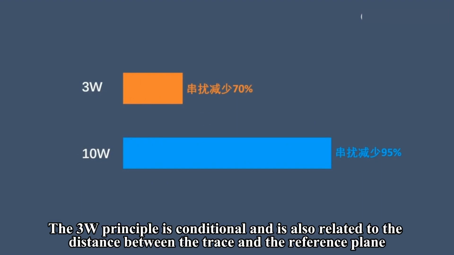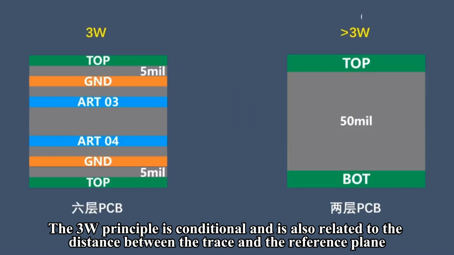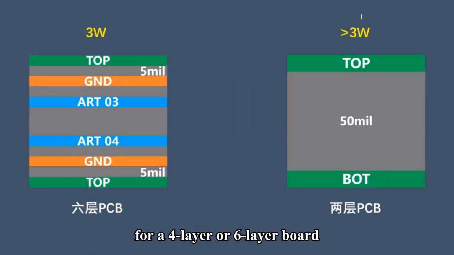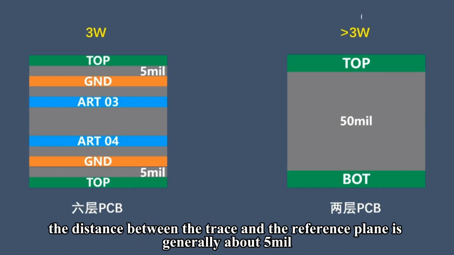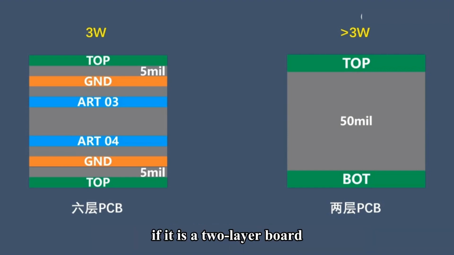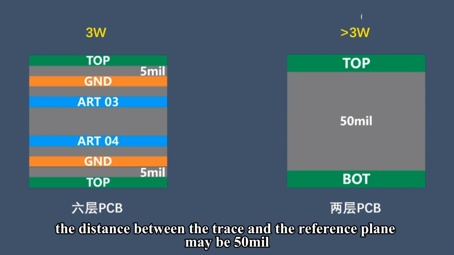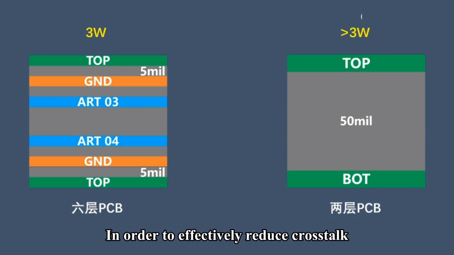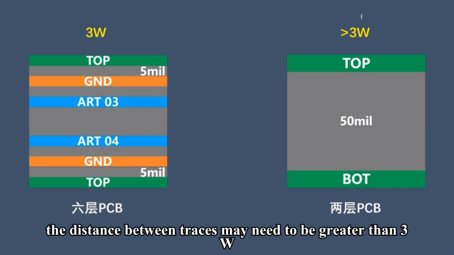The 3W principle is conditional and is also related to the distance between the trace and the reference plane. For example, for a 4-layer or 6-layer board, the distance between the trace and the reference plane is generally about 5 mm. Following the 3W principle for routing can effectively avoid crosstalk. However, if it is a 2-layer board, the distance between the trace and the reference plane may be 50 mm. In order to effectively reduce crosstalk, the distance between traces may need to be greater than 3W.